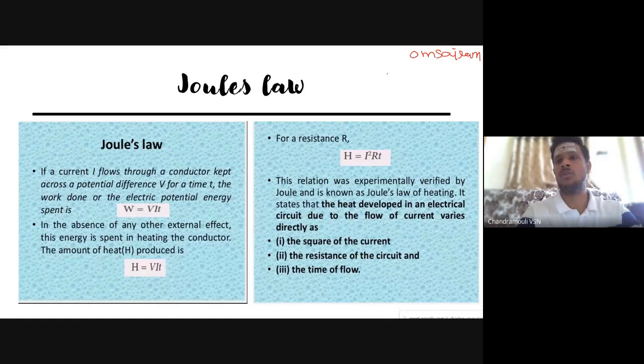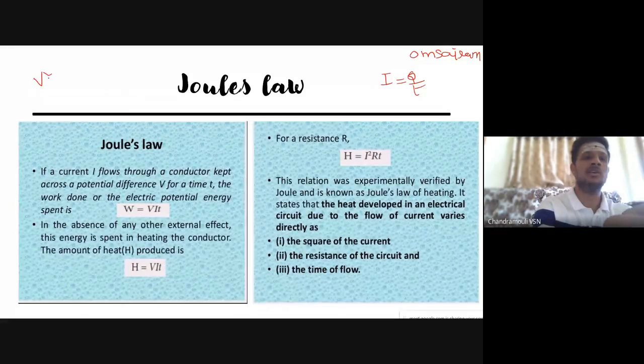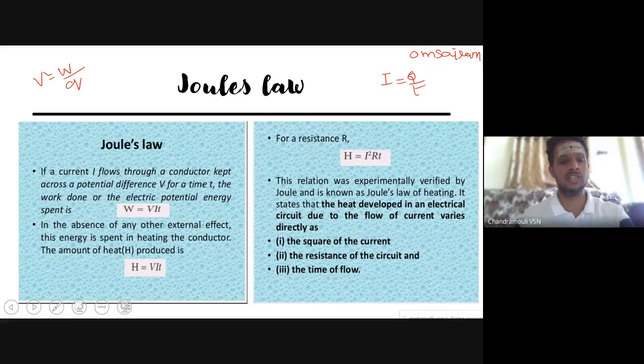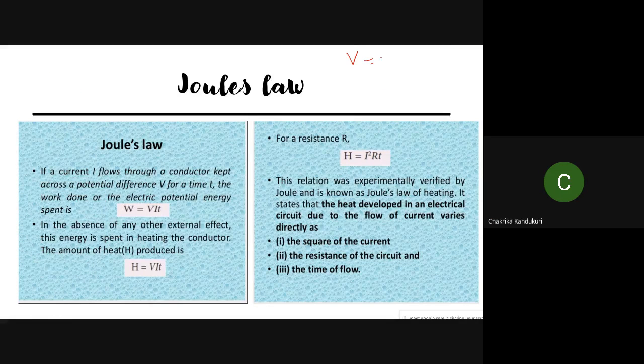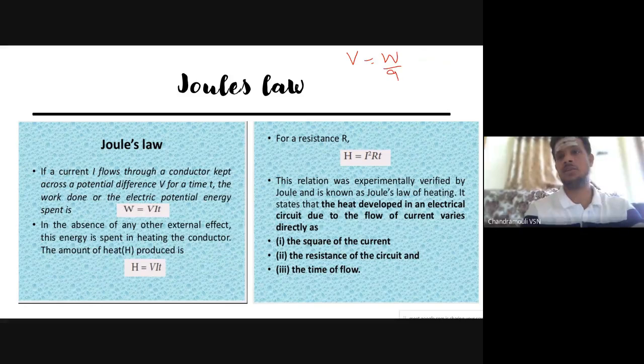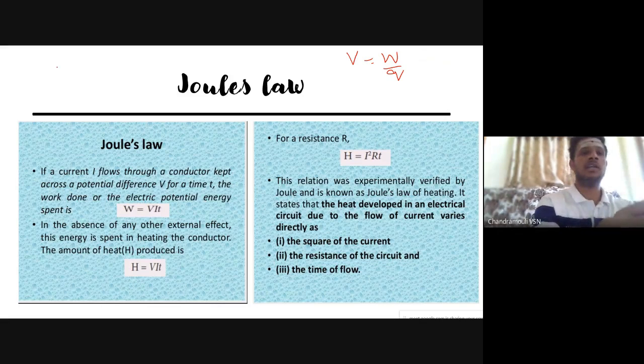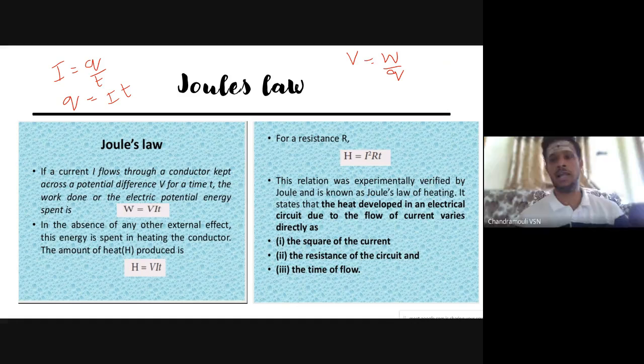We know the formula of I as Q by T, and we know the formula V is equal to W by Q, work done per unit charge. Once again, what is the V formula? W by Q. And we studied I is equal to Q by T. From this, what is Q? Cross multiply: I into T.